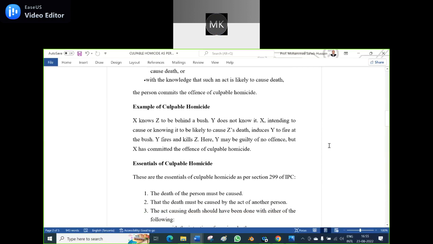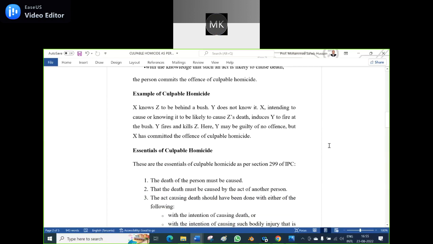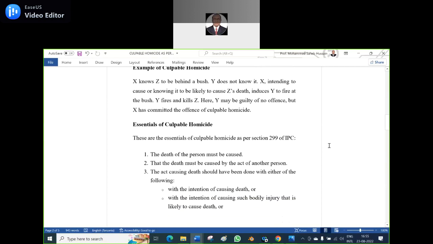Okay, sir. So, the essentials of culpable homicide. These are the essentials of culpable homicide as per Section 299 of the IPC. Number one, the death of a person must be caused. Yes, the death of the person, Z, was there. Two, that the death must be caused by the act of another person, who shot at the bush.